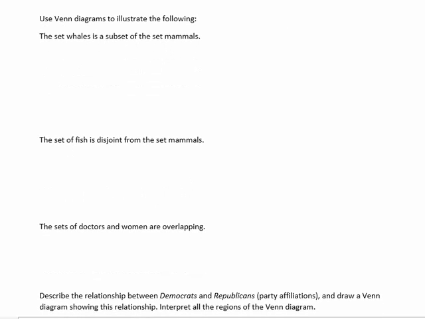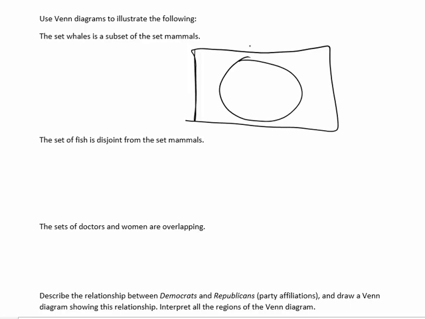Okay, so we're going to use Venn diagrams then to illustrate these different types of sets. So we say that whales are a subset of mammals. That means if I draw a big picture and I have a set of mammals, inside mammals are whales. That would be what that image looks like.